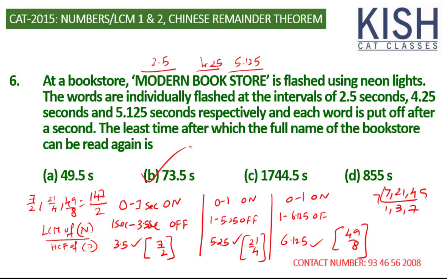From question number 4 onwards, we have been solving the same kind of questions, but question number 6 is a very new pattern. Do remember, it's on and off. So we need to find on plus off, the total duration, as the difference between two consecutive terms of every single word here. Let's move to question number 7.